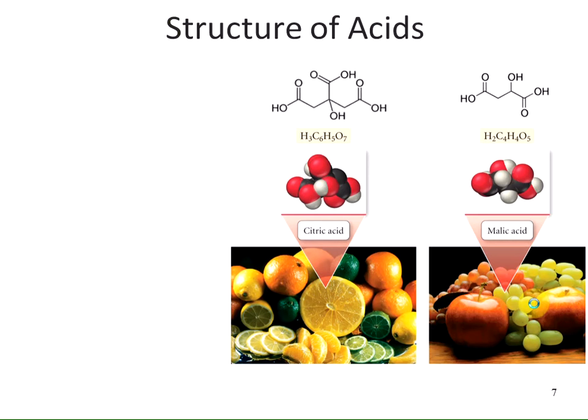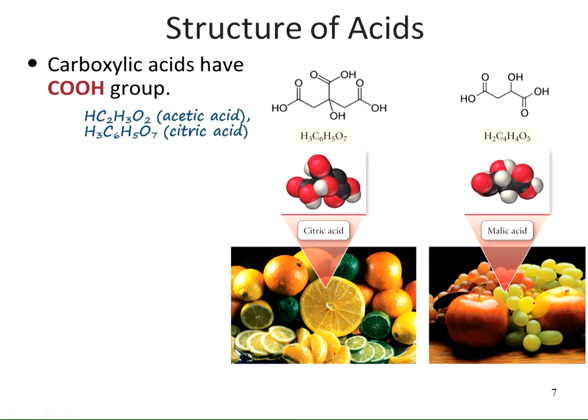Here we show two different acids. We've got citric acid on the left, malic acid on the right. These are both examples of acids that have carboxylic acid groups. So the carboxylic acid group is that COOH. So if we're looking at that, there's that carboxylic acid group in the citric acid, and there's that carboxylic acid group in the malic acid. And it's that hydrogen on that OH that is actually acidic, so it will dissociate to form the H plus.